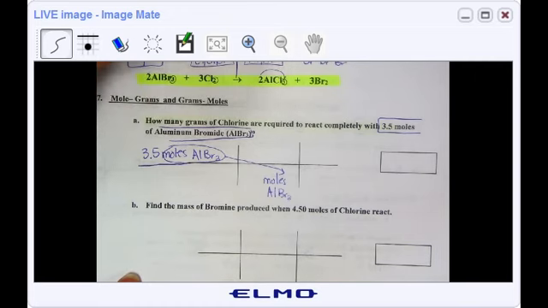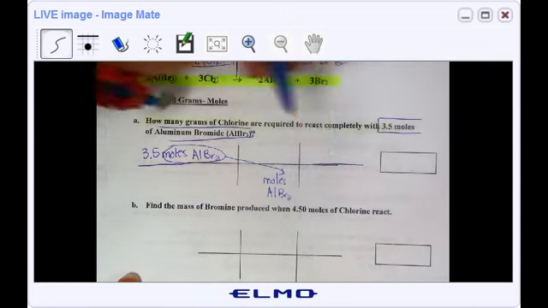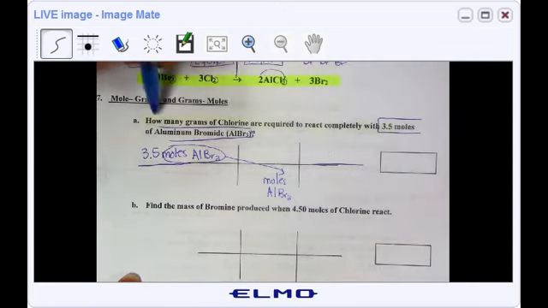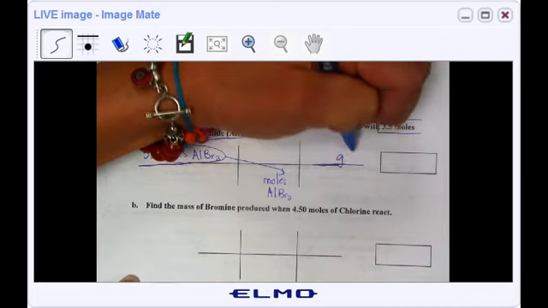Whatever you are looking for is going to go in the top right-hand box. Okay, so this is my top right-hand box. I'm going to read the question. How many grams of chlorine? That's what I'm looking for. Grams of chlorine.